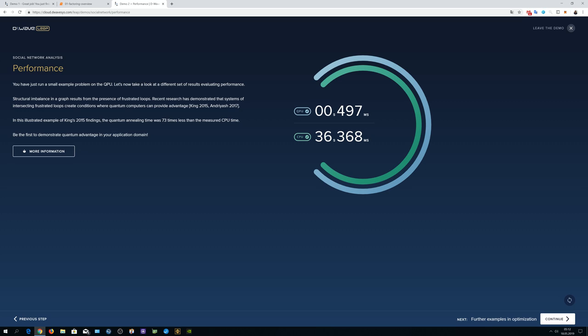Let's now take a look at a different set of results, evaluating performance. Structural imbalance in a graph results from the presence of frustrated loops. Recent research has demonstrated that systems of intersecting frustrated loops create conditions where quantum computers can provide advantage. King 2015, Andreas 2017. Okay, they proved that the quantum computer is much faster in solving those kinds of conflict relations or networking things. Yeah, I call it like that for the moment.